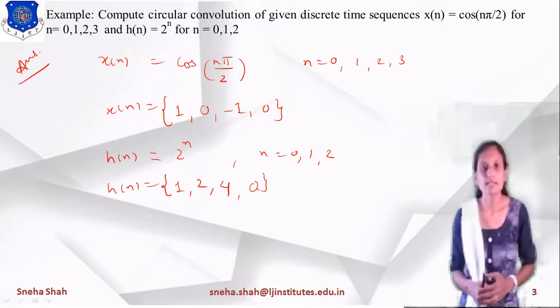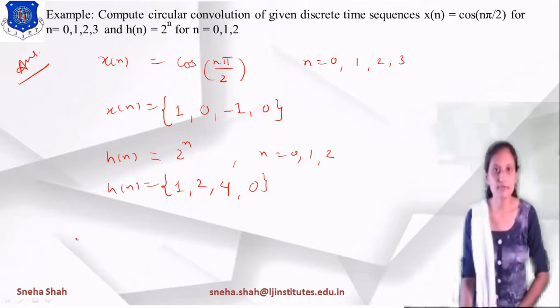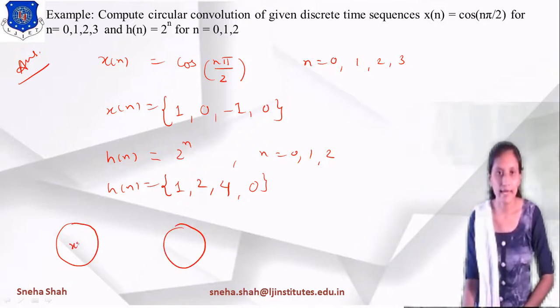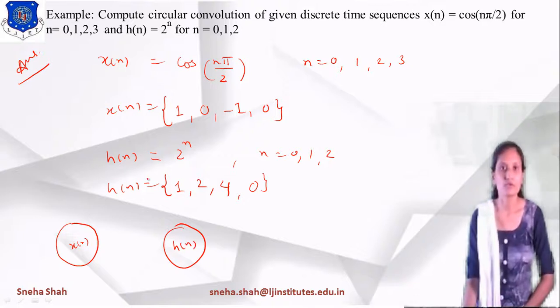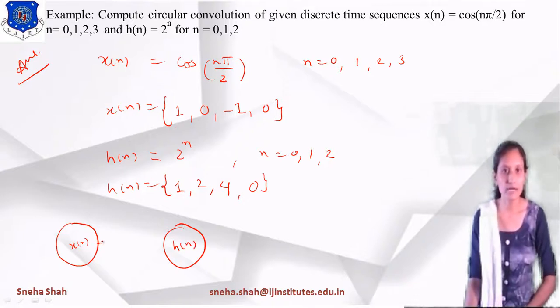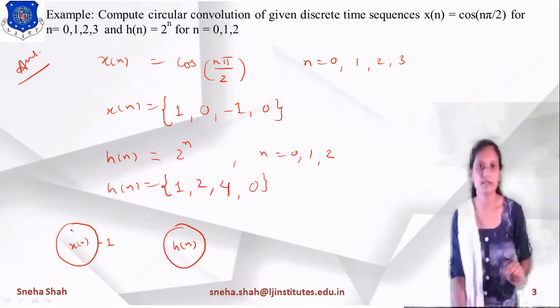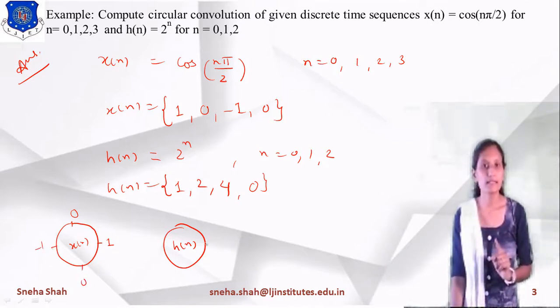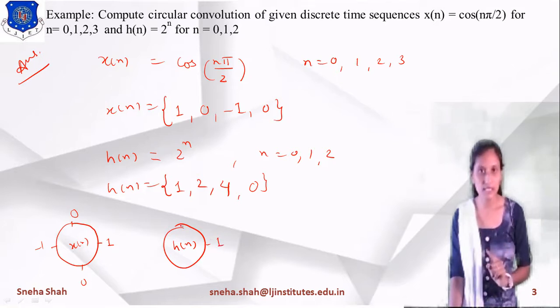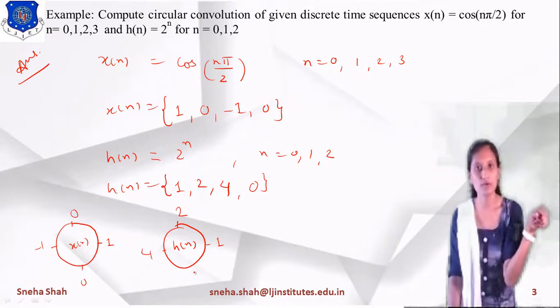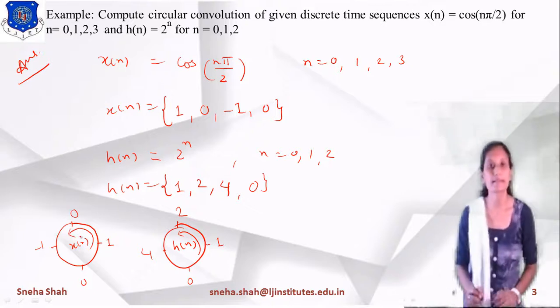Now I represent x of n and h of n in circular form. Starting with x of n, starting from this point it is represented as 1, and we represent the input sequence in the anti-clockwise direction: 1, 0, minus 1, 0. In the same way we represent h of n, starting with 1, in the anti-clockwise direction: 1, 2, 4 and 0. This is how we represent it in the anti-clockwise direction.